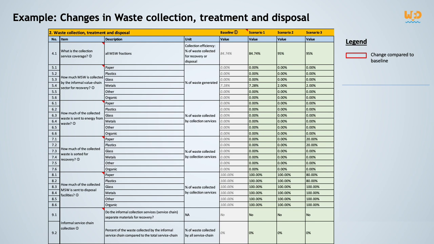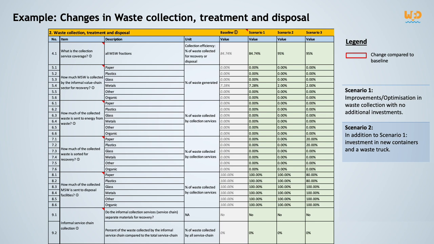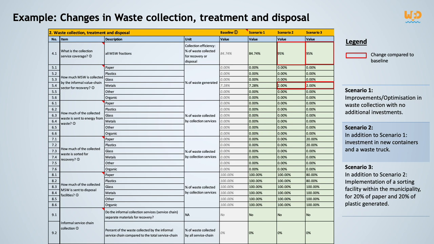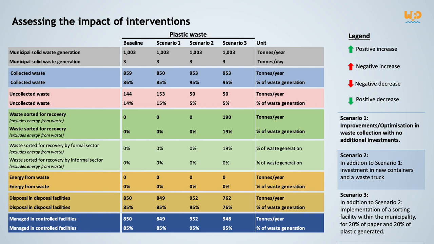Scenario 1 shows the same results as the baseline when optimizing waste collection with no additional investments. In Scenario 2, new containers and a new waste truck were purchased. This leads to an increase in the collection coverage by 10% to 95%, and a reduction in the percentage of metals generated collected by the informal value chain. In Scenario 3, the implementation of a sorting facility for 20% of paper and 20% of plastics generated, in addition to the investment in Scenario 2, leads to 20% more plastics and paper being diverted from landfill and sorted for recovery. This table shows the quantities of plastic waste involved at each stage of the municipal solid waste management system.